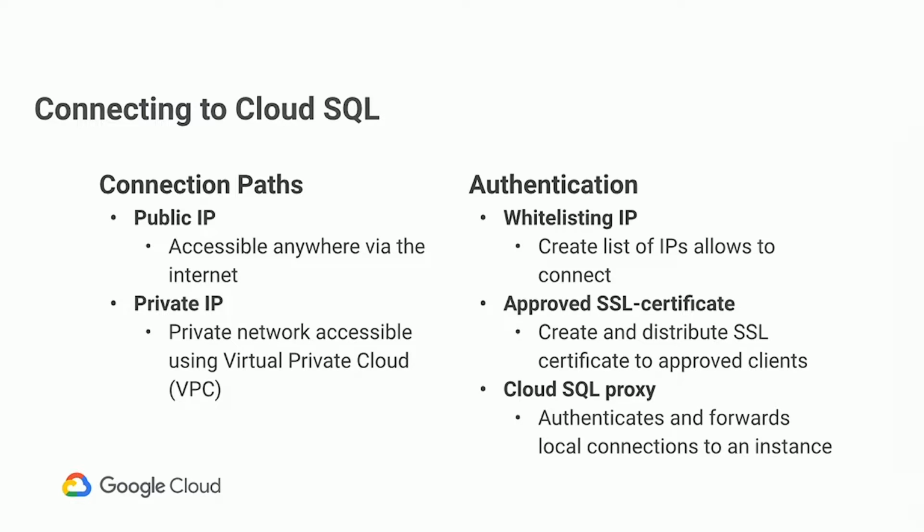With authentication, you've got a couple of different options. Most of these are used with public IP, but they definitely can be used with private IP if you want that extra security. The first option is whitelisting an IP. You can create a list of IPs that are allowed to connect. This is an OK option, but if you're familiar with security, there are a few disadvantages to that, so we offer some other options as well. You can have an approved SSL certificate. You can click a button, get an SSL certificate, distribute the client key to your application, and link up with it. Or you can use my favorite way, which is the Cloud SQL proxy.